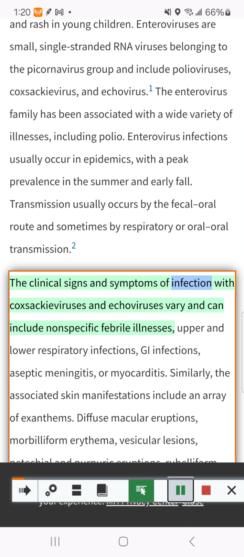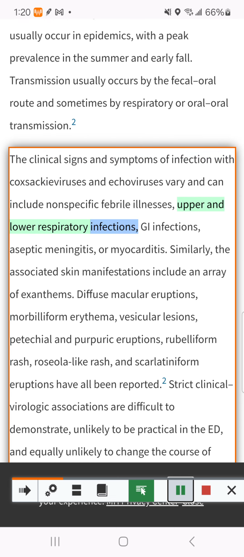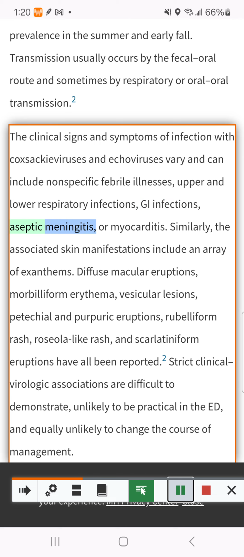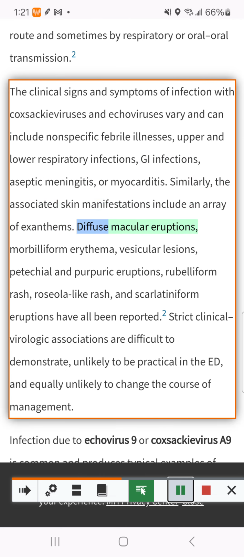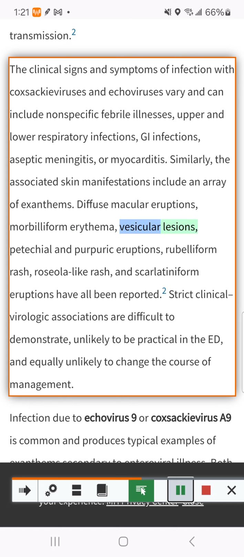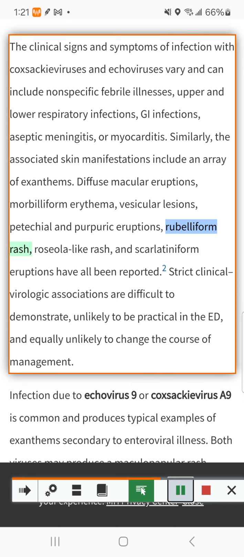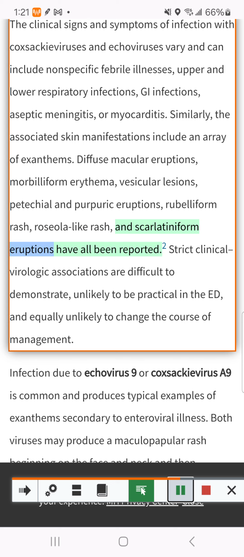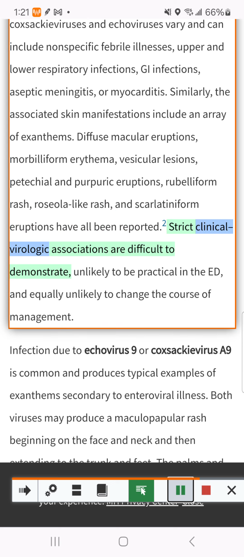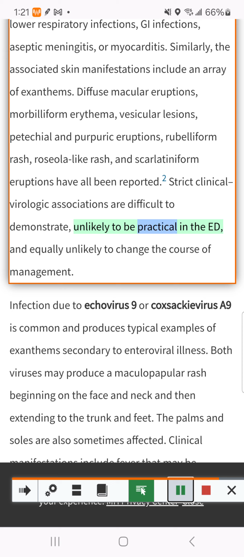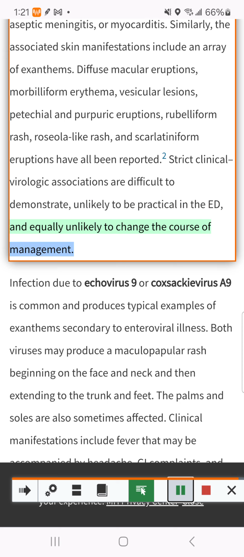The clinical signs and symptoms of infection with coxsackieviruses and echoviruses vary and can include nonspecific febrile illnesses, upper and lower respiratory infections, GI infections, aseptic meningitis, or myocarditis. Similarly, the associated skin manifestations include an array of exanthems, diffuse macular eruptions, morbilliform erythema, vesicular lesions, petechial and purpuric eruptions, rubelliform rash, roseola-like rash, and scarlatiniform eruptions have all been reported. Strict clinical virologic associations are difficult to demonstrate, unlikely to be practical in the ED, and equally unlikely to change the course of management.